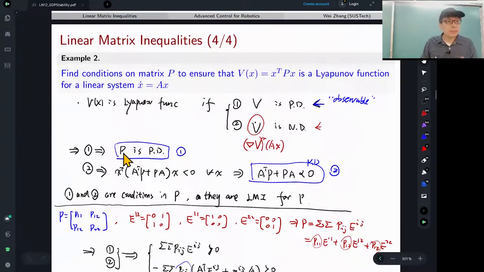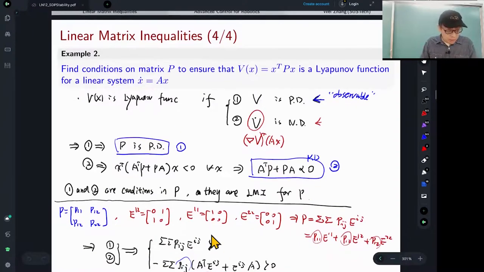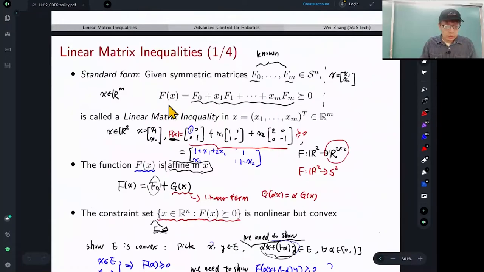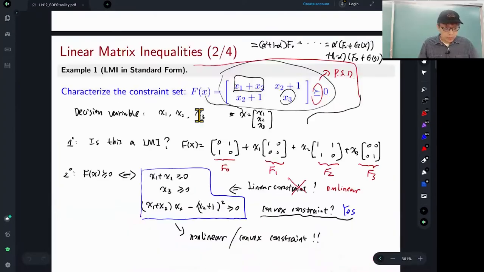These two combined give us two conditions on P. The first one is that P is positive definite. The second corresponds to this kind of condition: if A is known, then this also imposes a condition on P. And if you view P as a decision variable, this condition is also a linear matrix inequality constraint. That's what we explained last time. Why is that? You can transform it into the standard form we introduced at the beginning: a linear mapping from the decision vector to a matrix, and then require that matrix to be positive semi-definite. That's a linear matrix inequality constraint.